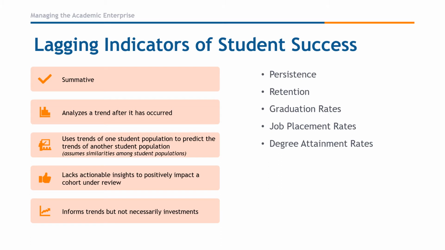A lagging indicator is summative in nature. It measures a trend after it has occurred, using a student population that may or may not exhibit the same characteristics of the population you want to impact. A lagging indicator lacks actionable insights for specific interventions, informing leaders of trends, but not typically informing what improvements need to be made. Summative lagging indicators are helpful to evaluate whether or not you achieved a goal, such as completion, but do not necessarily help you predict when or how that goal will be achieved.